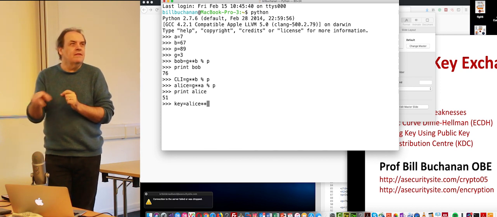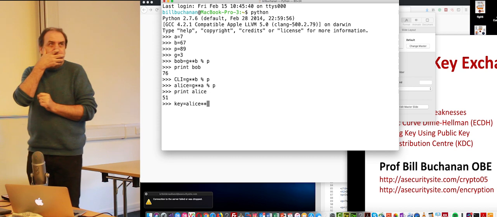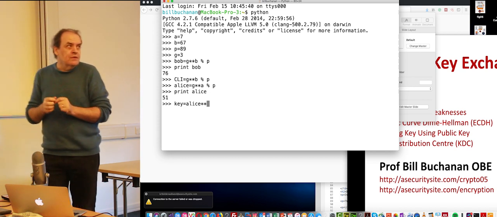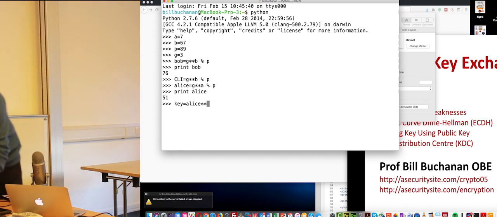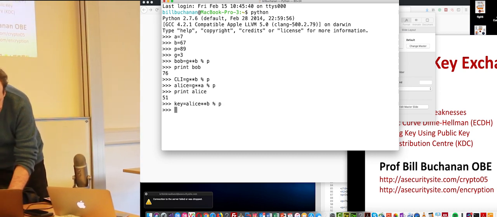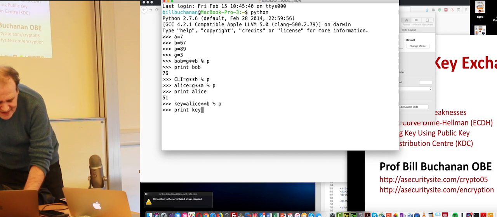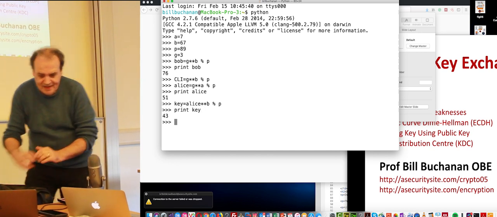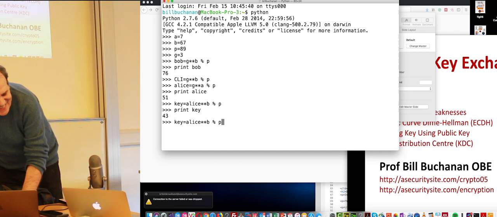To tell me the variable name. B. To B, right. Yeah, what Bob did for his key. To B, then mod P. Wait, should it be P minus 1 or P? That's P. Okay, 43. Right.